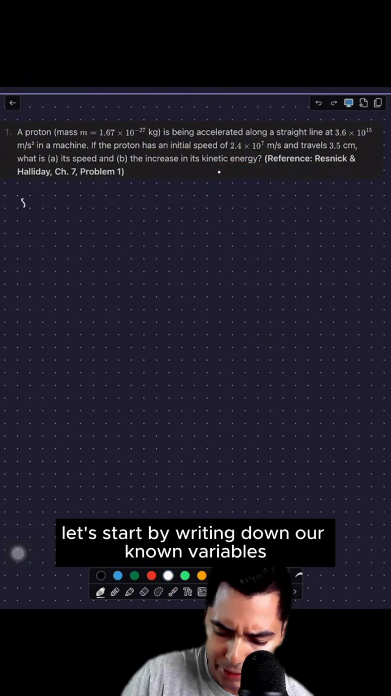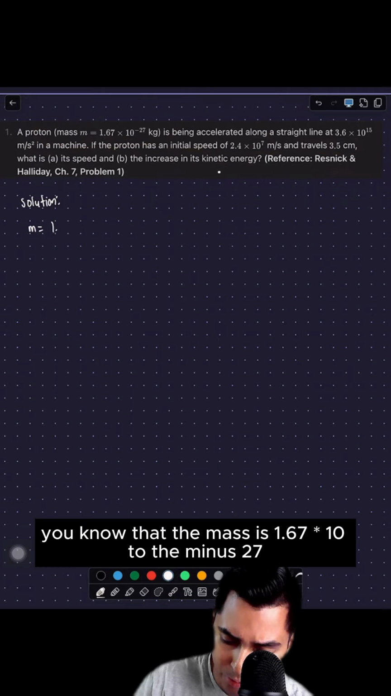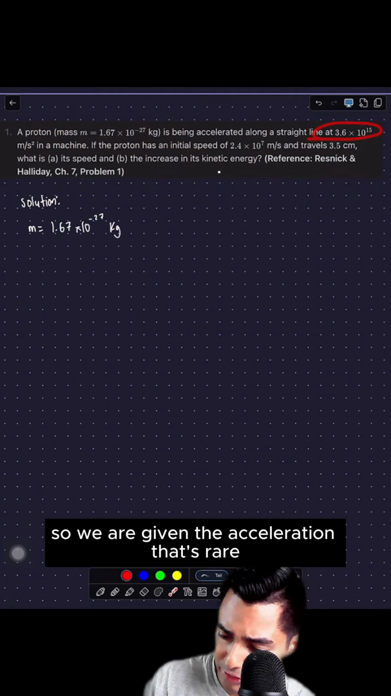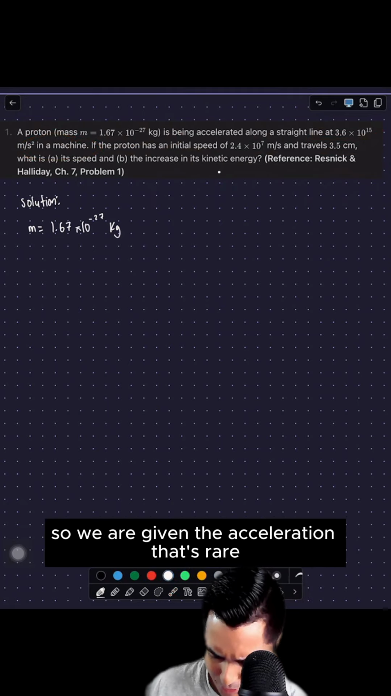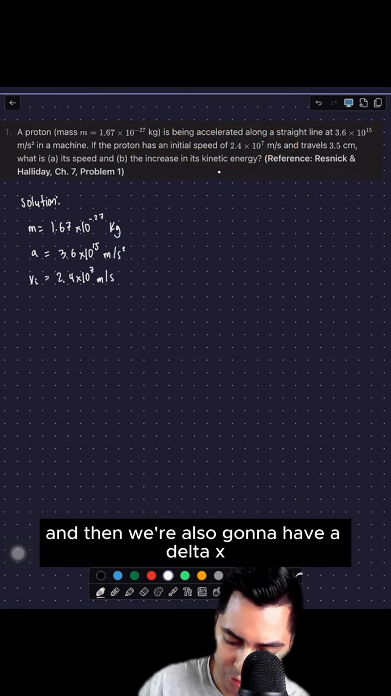Let's start by writing down our known variables. We know that the mass is 1.67 times 10 to the minus 27. It's being accelerated, so we are given the acceleration, a. And we have the initial speed, that's v initial. And then we're also going to have a delta x.